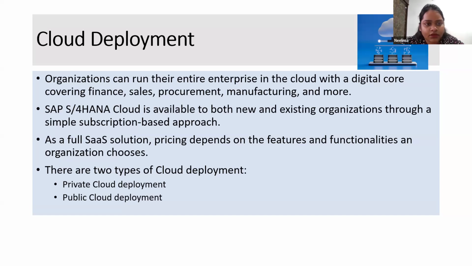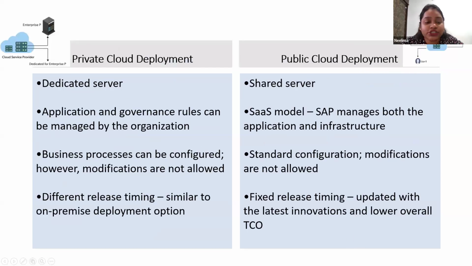Let's go to the different types of cloud deployment that we have, which are private cloud deployment and public cloud deployment. In private cloud deployment, the organization uses a dedicated server. Only one server will be there, and only that server will be used by the company. The data that they are using will all be private. This means the system is used only by the company.